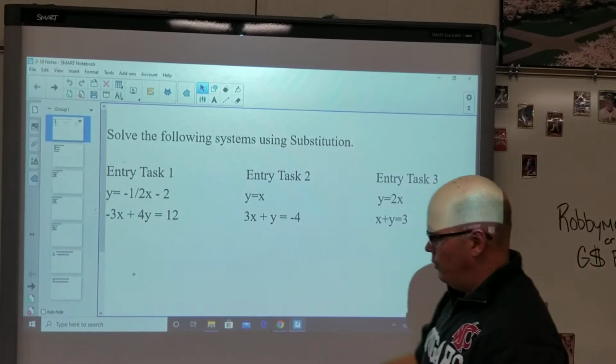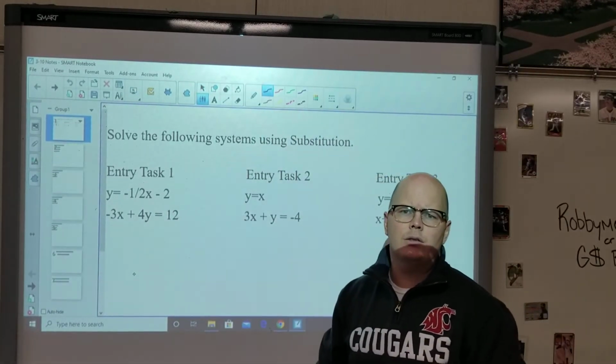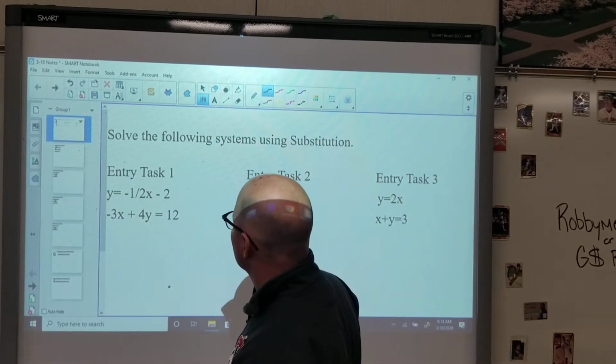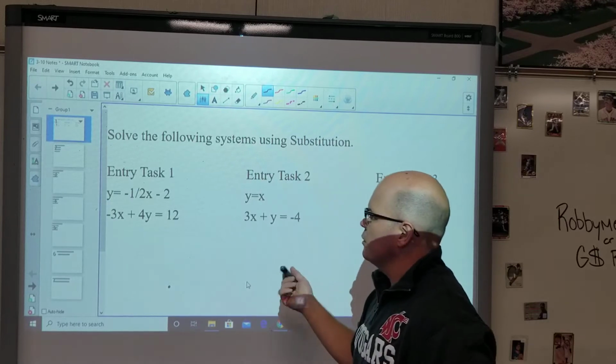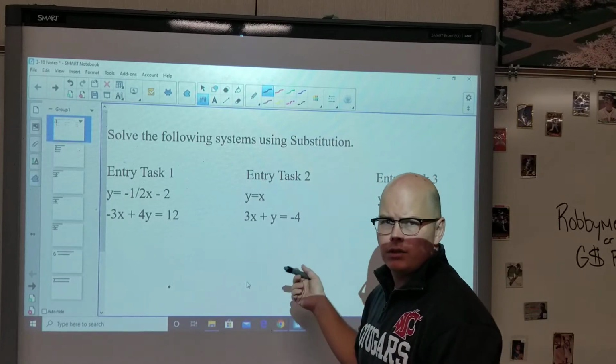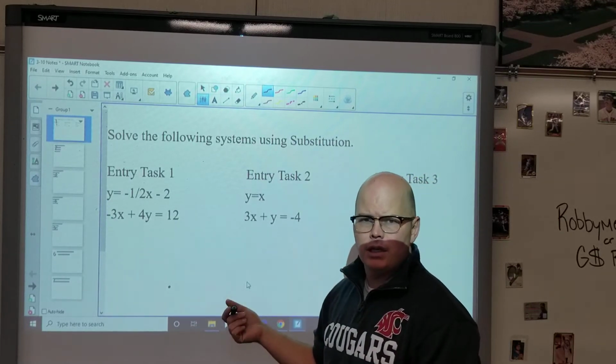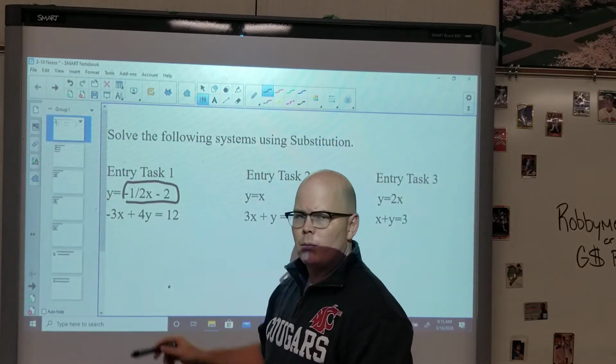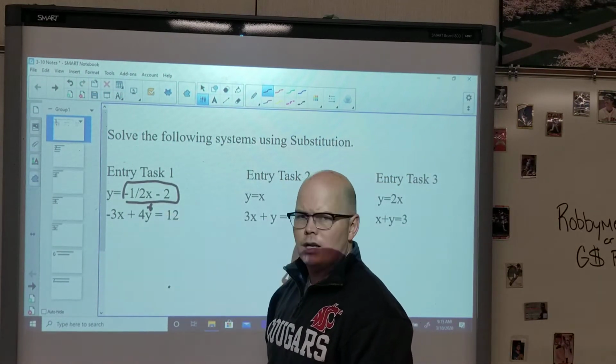Okay guys, so you've had some time now to go over this entry task, so let's break down exactly what we were looking for on that entry task. So here for entry task 1, it just says solving using substitution. So the first thing I'm going to do is identify my slope-intercept equation, which is this guy, and I'm going to plug him directly into that equation.